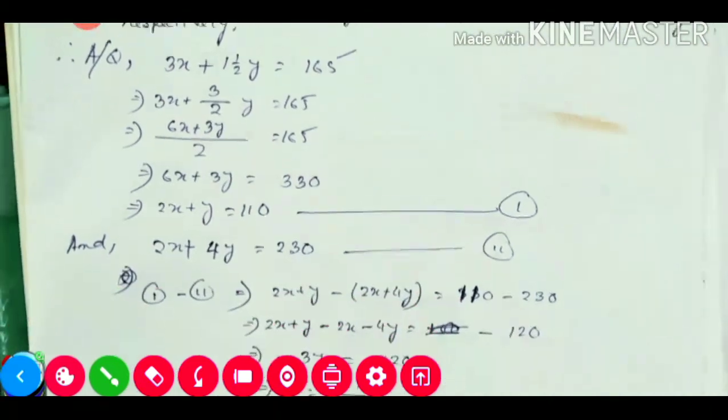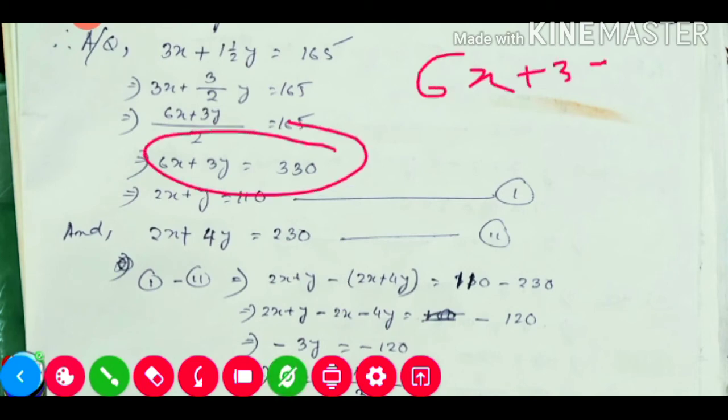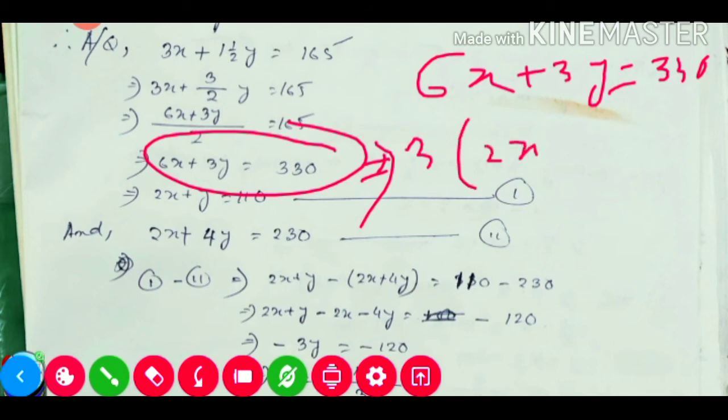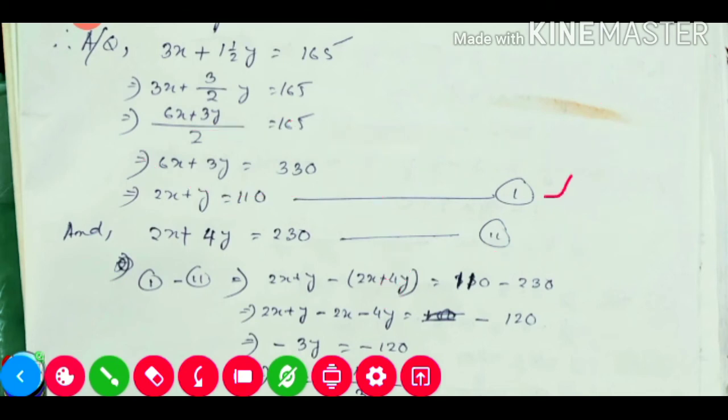Now we will do cross multiplication. So 6x plus 3y is equal to 165 into 2, which is 330. From this, 6x plus 3y is equal to 330. We are able to take 3 as common. What remains is 2x plus y is equal to 330 divided by 3. So 110. So 2x plus y is equal to 110. This will be equation number 1.